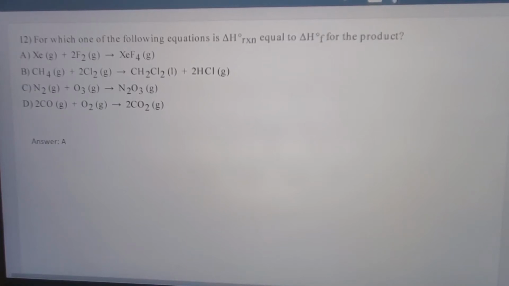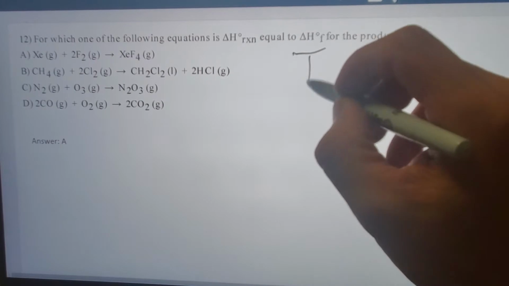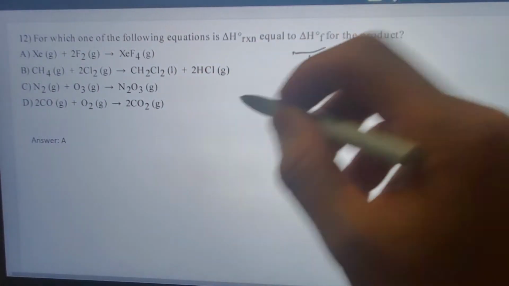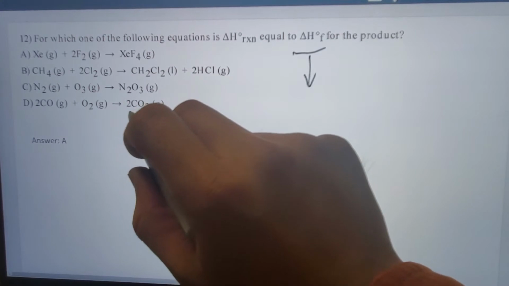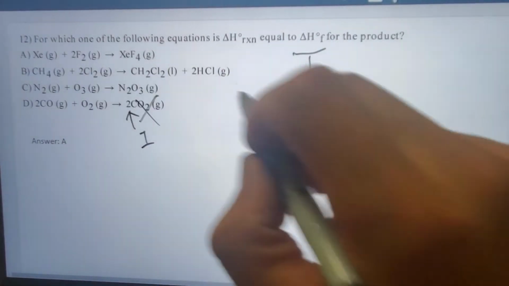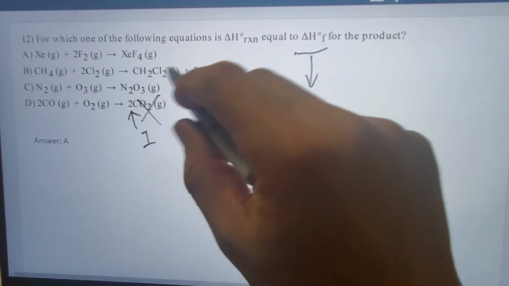This is problem number 12. For which one of the following equations is the delta H of the reaction equal to the formation enthalpy of the product? All right, formation enthalpy, okay? The requirement is that the coefficient should be 1, so this one is not good. You should not have two of this.